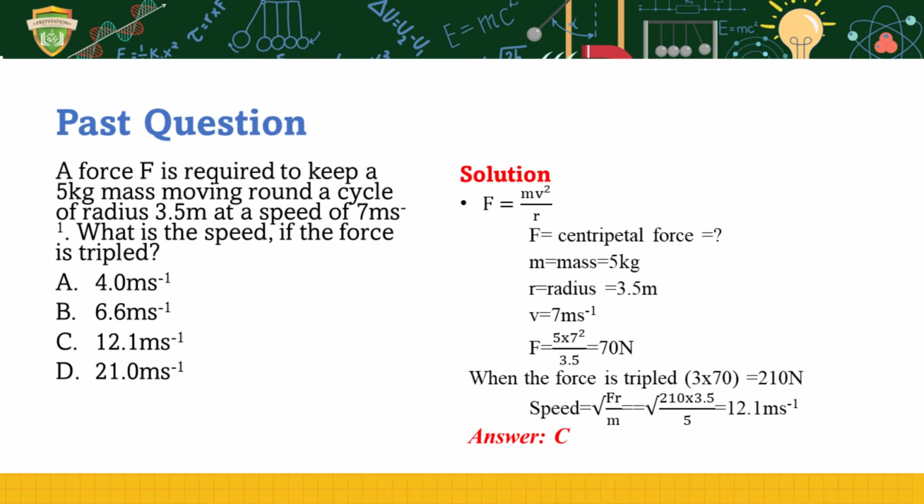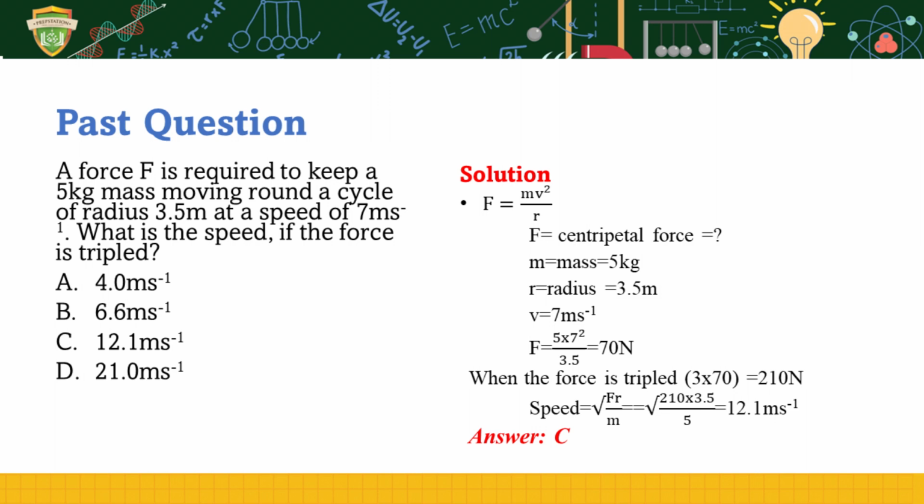First, a force F is required to keep a 5 kilogram mass moving around a circle of radius 3.5 meters at the rate of 7 meters per second. What is the force if the speed is tripled? If you look at this question, first of all, we are going to calculate the centripetal force, which is the force acting on an object undergoing circular motion. The formula for centripetal force is mv squared all over r.